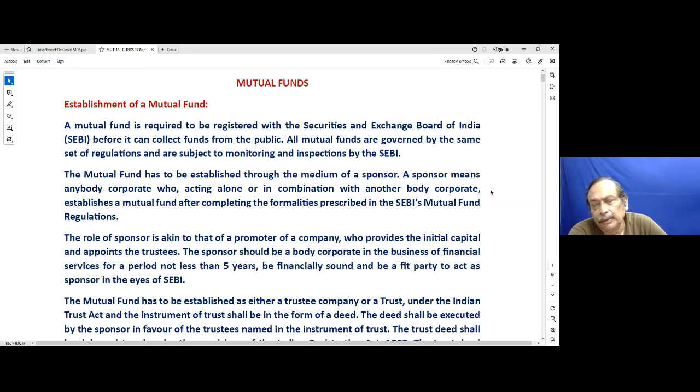All mutual funds are governed by the same set of regulations and are subject to monitoring and inspections by the SEBI. Now, the mutual fund has to be established through the medium of a sponsor. A sponsor means any body corporate who, acting alone or in combination with another body corporate, establish a mutual fund after completing the formalities prescribed in the SEBI's mutual fund regulations.